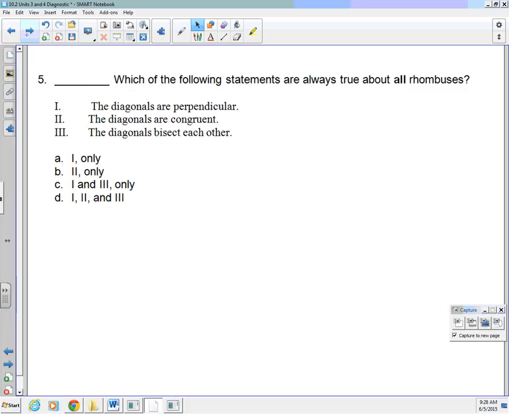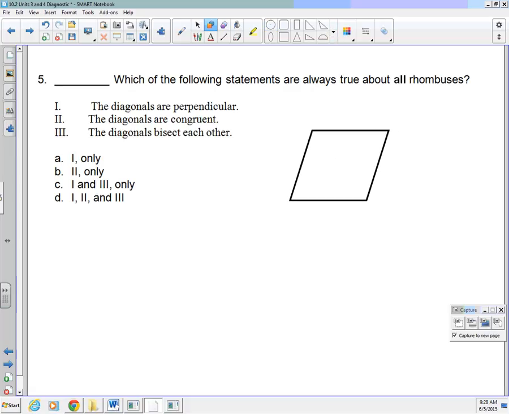All right, number 5. Which of the following statements are always true about all rhombuses? So here is a rhombus, roughly. All right, and let's see what we know. Diagonals are perpendicular. Well, if you draw an accurate rhombus and you take a look at the diagonals, which I'm drawing in, they happen to be perpendicular. And that's simply because all 4 of these triangles are congruent. And since these 4 angles have to be the same and they add up to 360, they each have to be 90. That's a property that works.